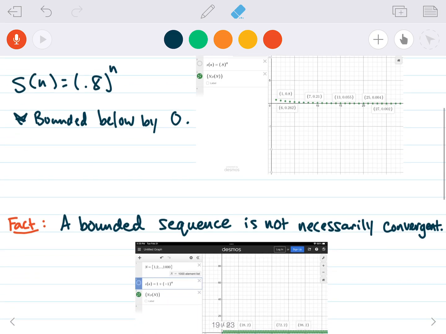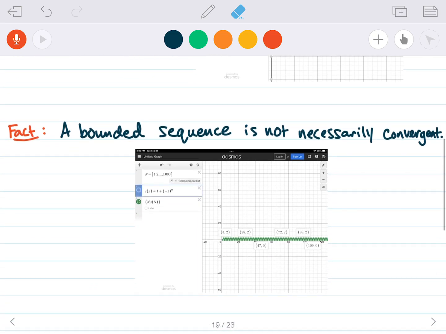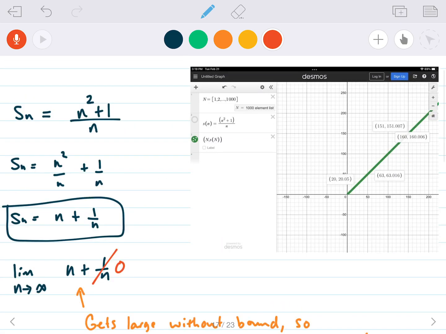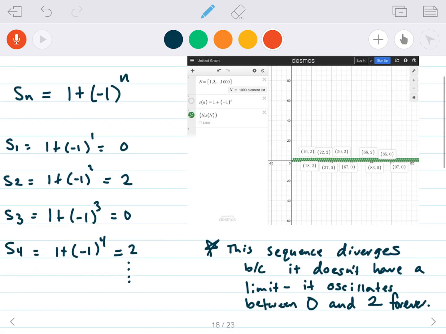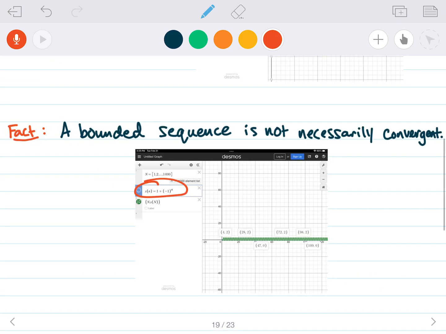Okay, let's look at this one. A bounded sequence is not necessarily convergent. This was one of the examples we just talked about: 1 plus negative 1 to the n. Yes, it is bounded. Why? Because the sequence never goes above 2 and it never goes below 0.